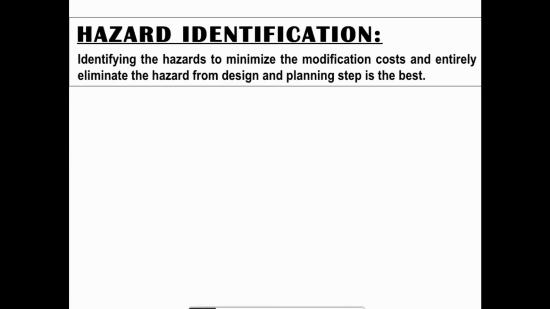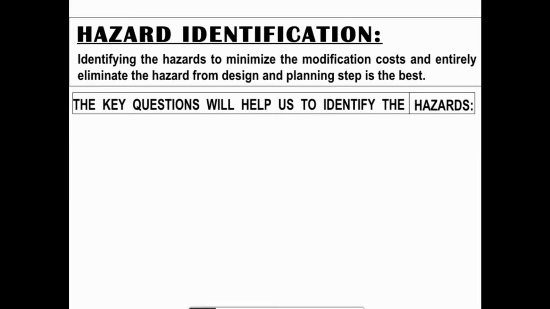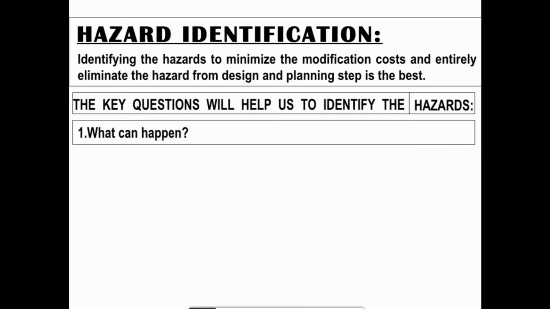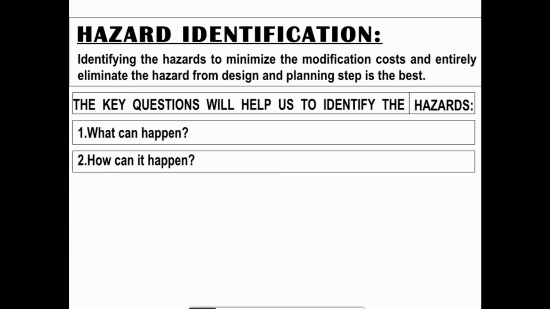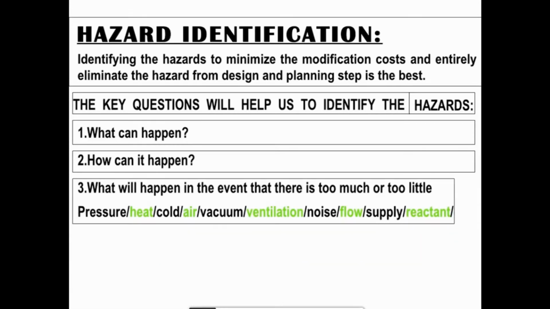The key questions will help us to identify the hazards. There are a few questions that will help to identify the hazards. First one, what can happen? Second, how can it happen? Third one, what will happen in the event that there is too much or too little, for example pressure, heat, cold, air, vacuum, ventilation, noise, flow, supply and reactant. These factors vary against the specification.